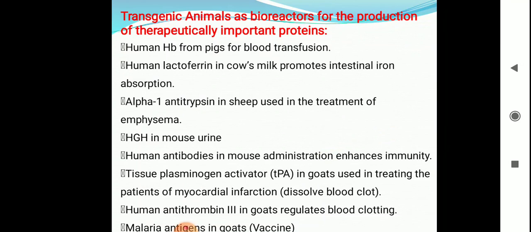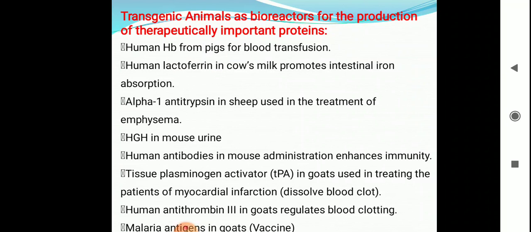Now, alpha 1 antitrypsin in sheep is used to treat emphysema. Okay, one of the respiratory disorders. SGH in mouse urine is used. One kind of protein is very important. Human antibodies in mouse administration enhance immunity.